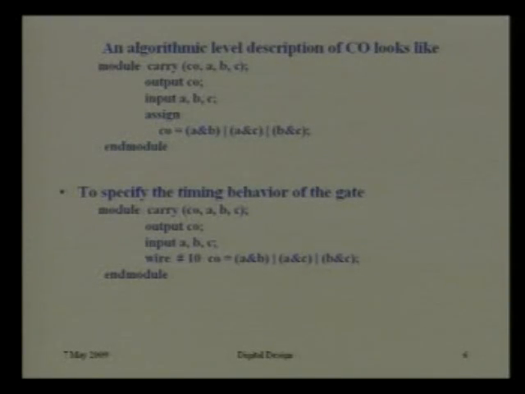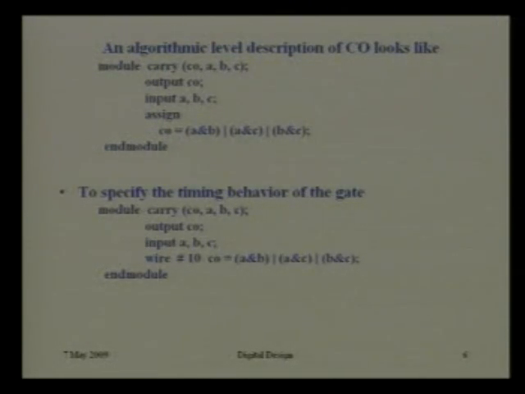So, module carry, I have written CO, A, B, C. CO is my carry output, and A, B, C are my inputs. A and B are the two operands and C is the carry in. Output CO, input A, B, C, I have defined just like in your C language. Assign CO is equal to A and B or A and C or B and C, that means AB plus BC plus CA, in module. See, it is just similar to your function writing.